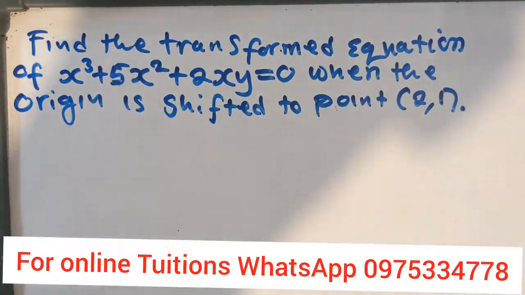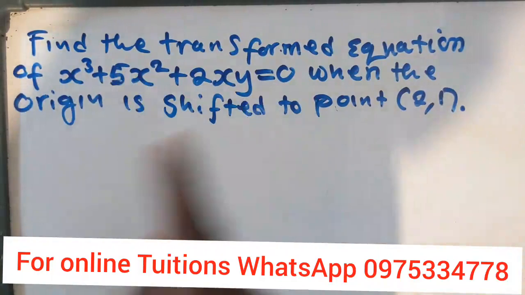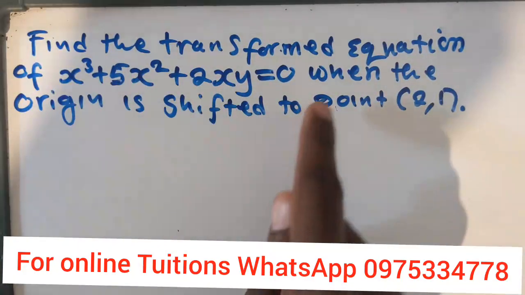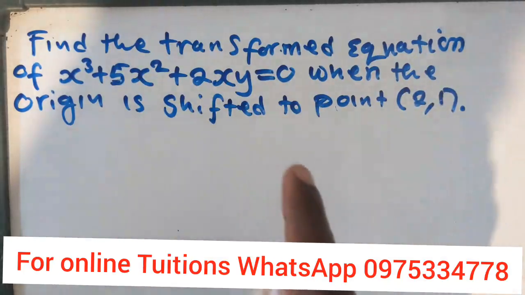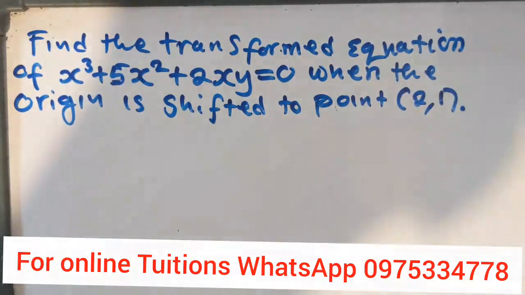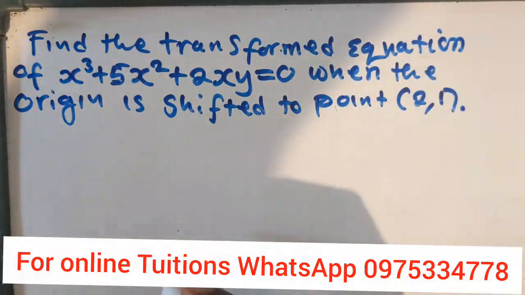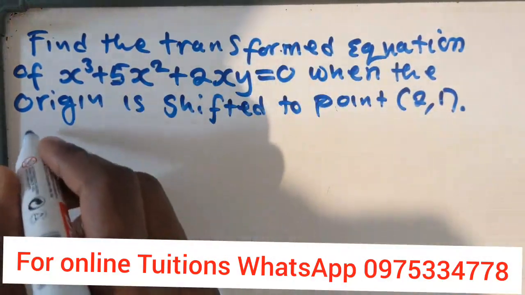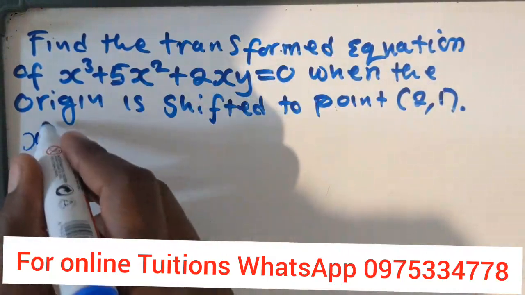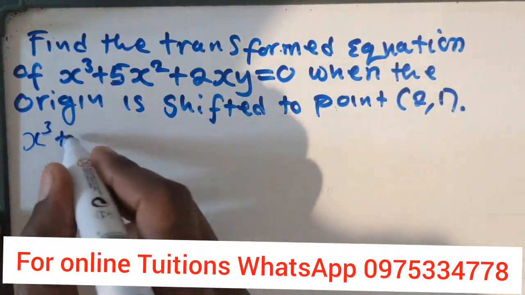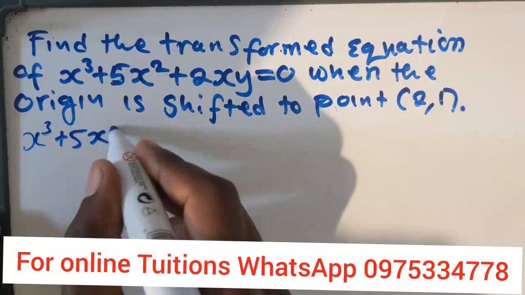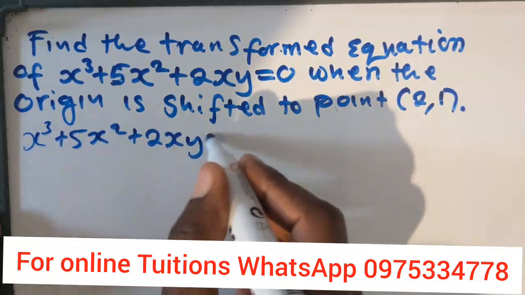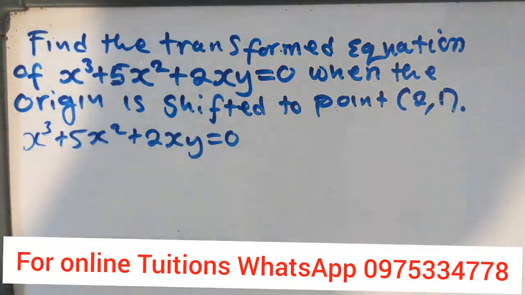So the question is saying: find the transformed equation of that when the origin is shifted to point that. Let me just copy this. So we have x to the power 3, plus 5x squared plus 2xy equal to 0, right?